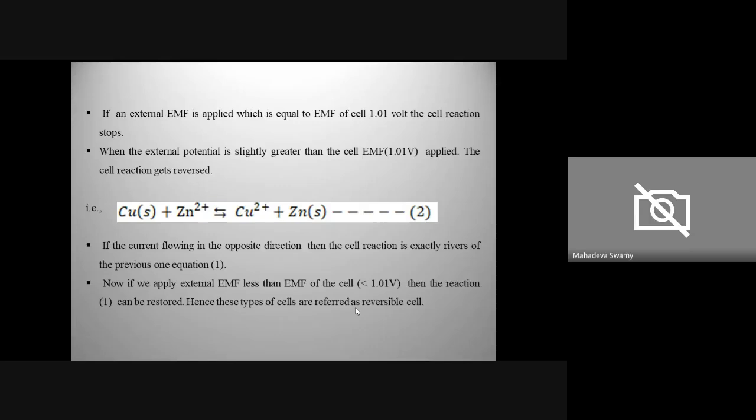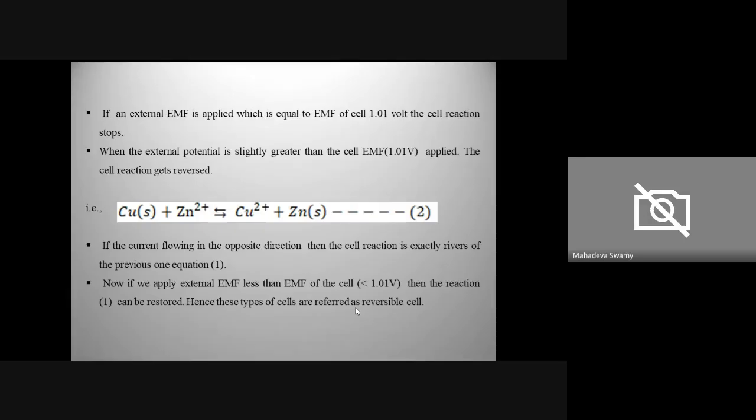Now if we apply an external EMF less than the EMF of the cell, less than 1.01 volt, then reaction 1 can be restored. We get the same reaction as equation 1 again when we apply less than 1.01 volt. Hence these types of cells are referred to as reversible cells.